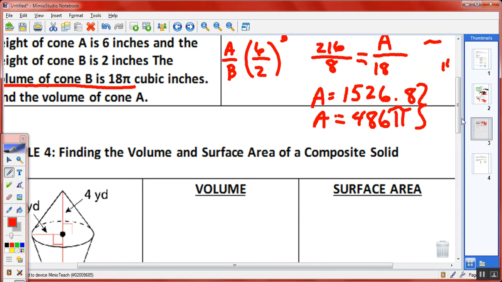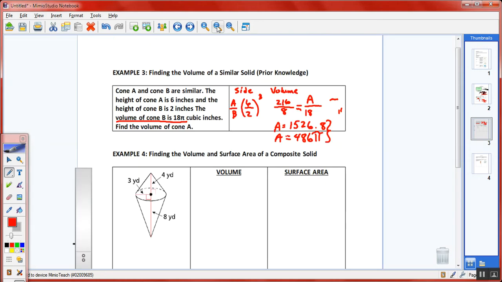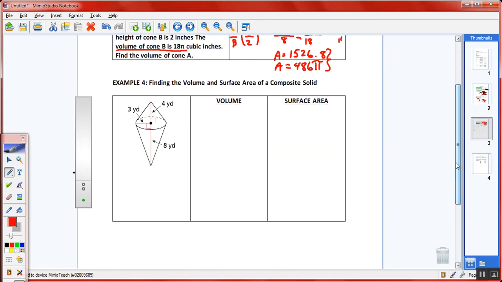Okay, example 4 concerns me. Not so much the volume, but the surface area. First of all, kids, describe my composite solid that we're working with. It's like two cones, one on top of the other. Okay. So would the volume of the cones just be the volume of the top cone plus the volume of the bottom cone? That's how much they can hold? Okay, let's do that. The volume's pretty easy. I like this one. Let's work with the top cone first. We're doing volume, so what formula do I want, kids?